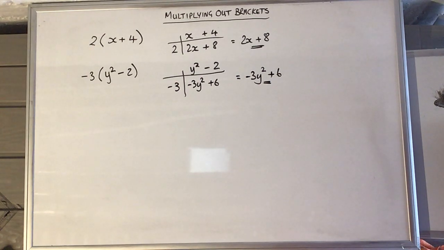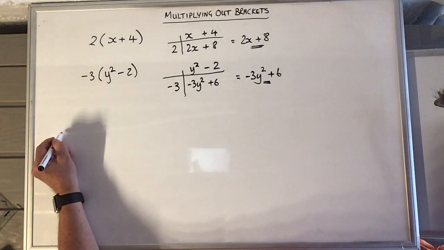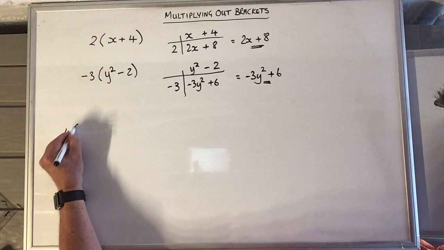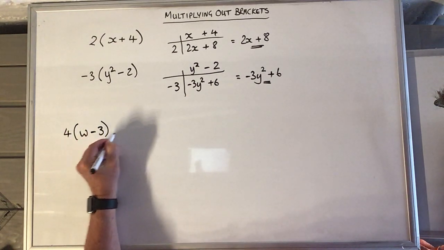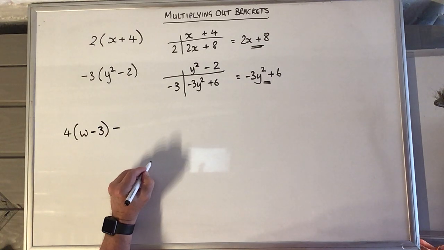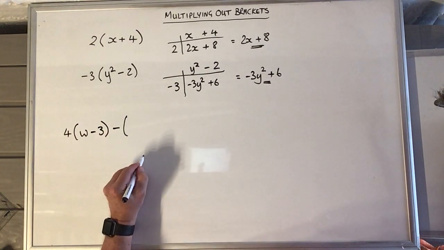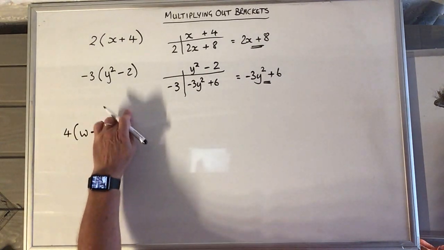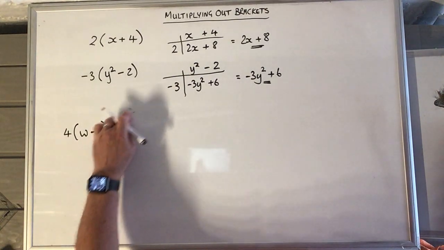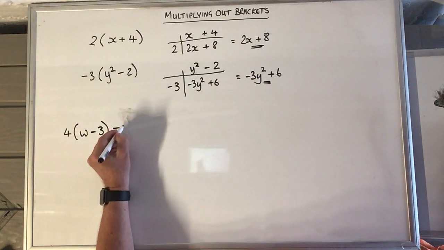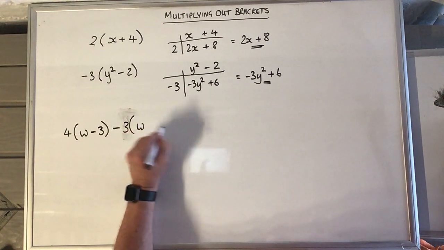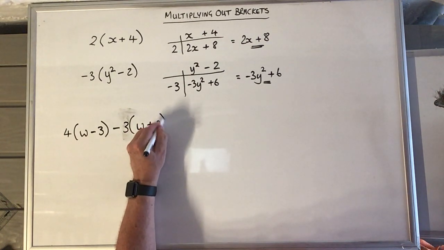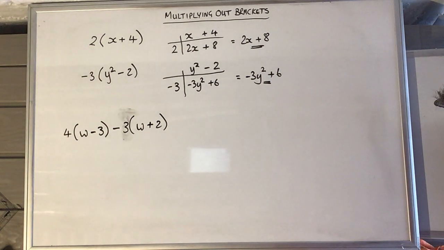What about a question like this? Let's go for 4 bracket w minus 3, minus, let's put a number in front of that, make it not too easy, make it 3 bracket w plus 2, something like that. Well, do wee bits at a time.